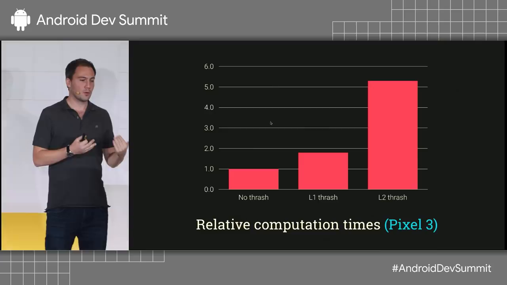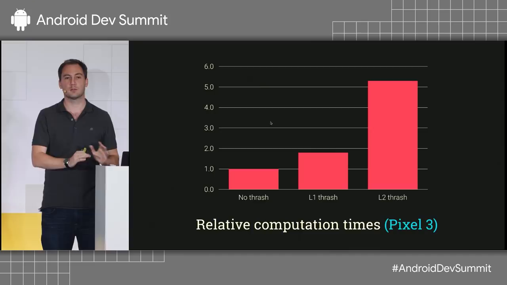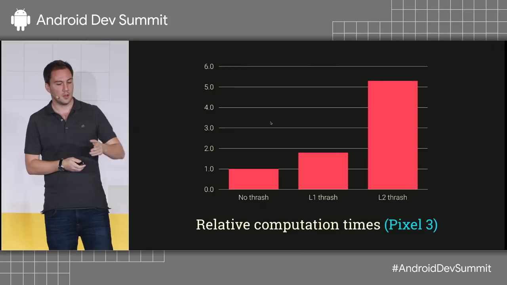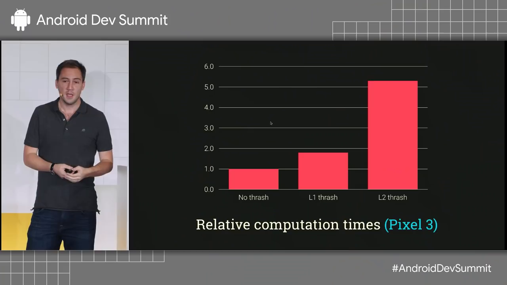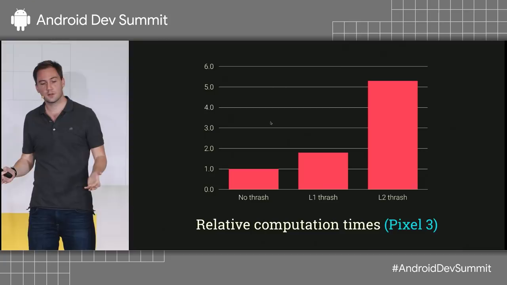So if we run those different variants of the algorithm, where again, all we did was change the way we allocate the objects, we're running the exact same computations, when everything is neatly stored together in RAM, the algorithm takes about 150 milliseconds on a Pixel 3, so that's the no thrash. And when I space out the allocation so that we can't find the data we want in the L1, suddenly we're almost twice as slow. We're running the same exact computations, but the CPU is just busy going to fetch data in RAM. And if I space out the allocations even more so that we can't find the data in the L2, now we are over 5 times slower.